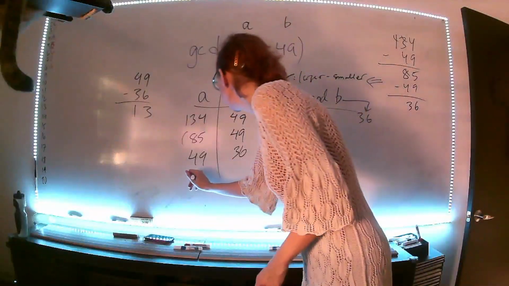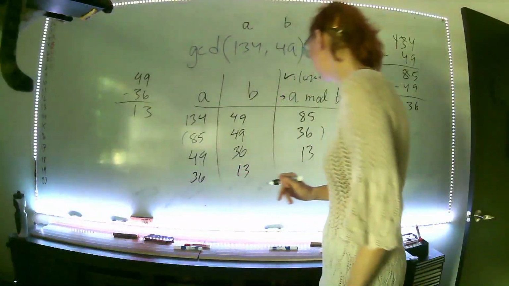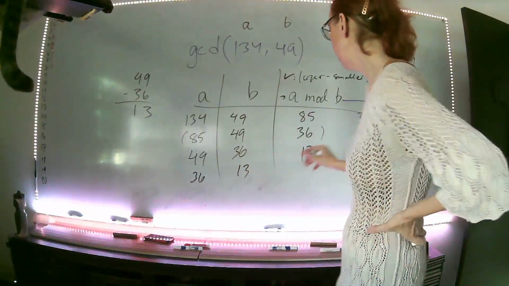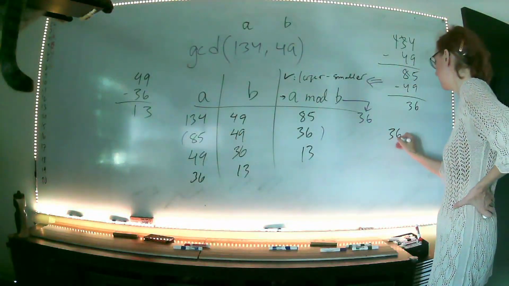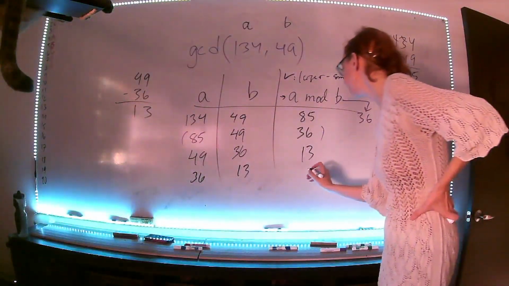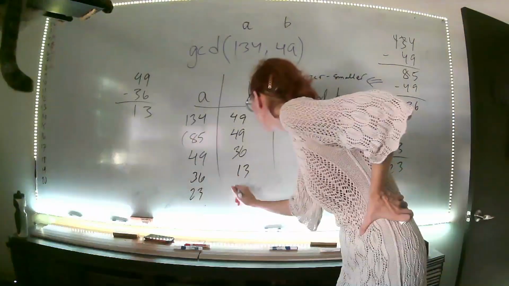Okay, larger goes in A, smaller goes in B. Okay, now on the 36, I'm taking away a 13. I'm getting a 23. The larger goes in A, the smaller goes in B.